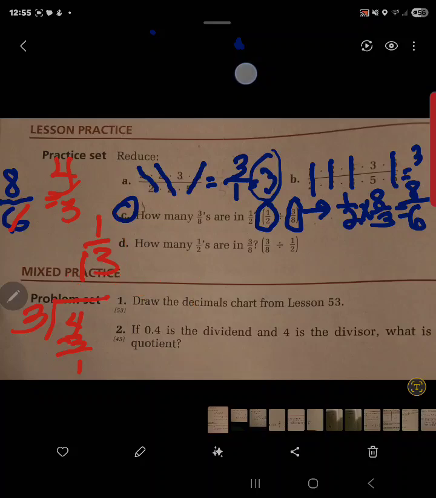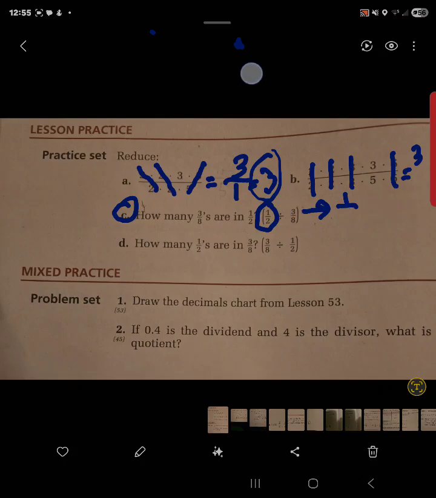All right, so let me back up because we have one more to do. So we're going to do number D now. It says how many 1/2s are in 3/8. All that means is we're taking 3/8 and dividing it by 1/2. Well, what did I say to do? I keep the first fraction, which is 3/8. I flip the second fraction, which instead of 1/2, I'm going to have 2 over 1.